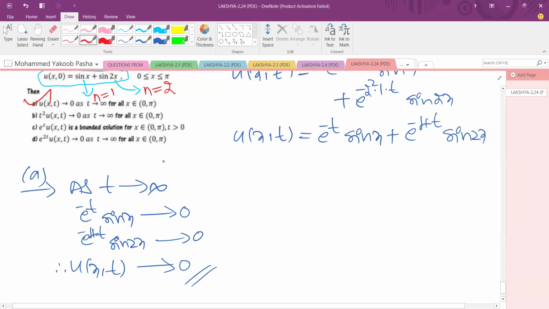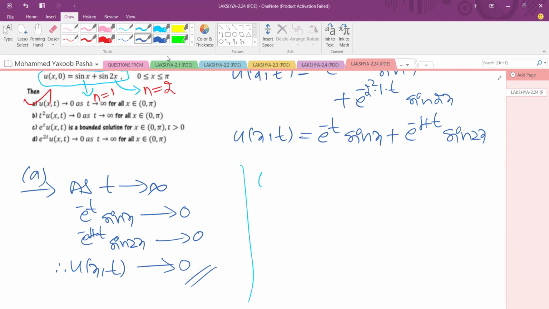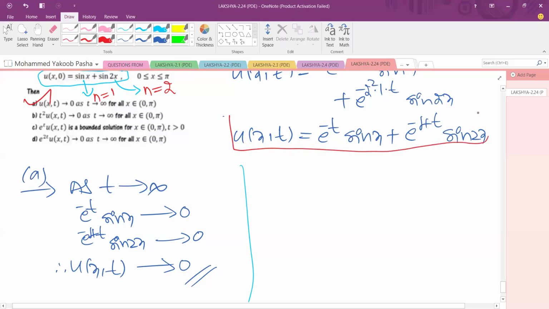Okay. So now see option B. Option B is t square into u of x comma t tends to 0 as t tends to infinity. First I am taking the original u of x comma t, that is e power minus t into sin x plus e power minus 4t into sin 2x. For option B, multiply with t square.